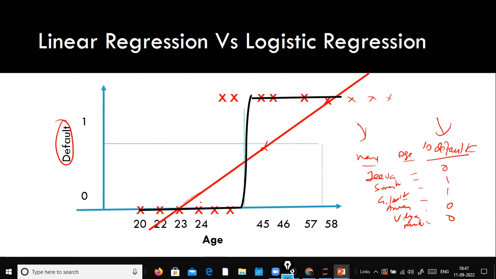If you see here, as the age increases, the error also increases. Look here, 22, 23, as the age increases the error also increases. And when you look here at 45, the error increases. Heteroscedasticity: the errors do not follow normal distribution, the error terms are not independent, and the error variance is heteroscedastic. These three linear regression assumptions are violated if you use linear regression to solve this binary classification problem.